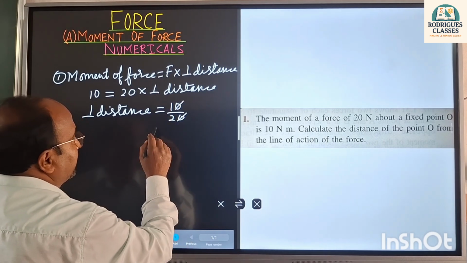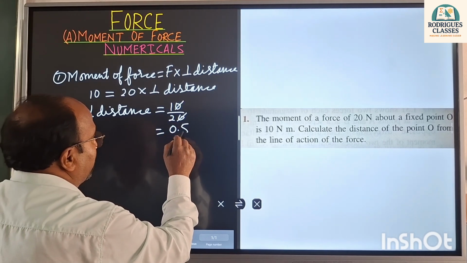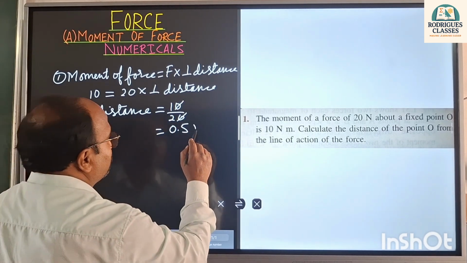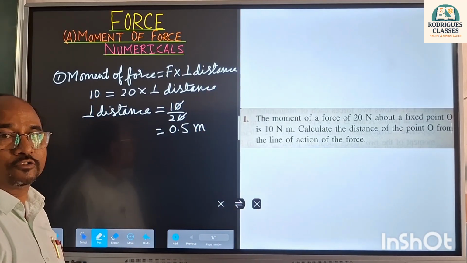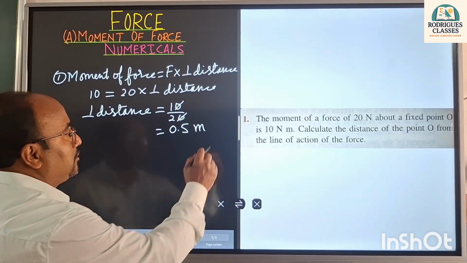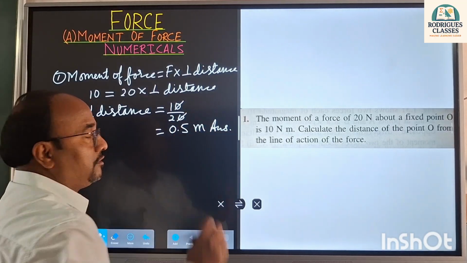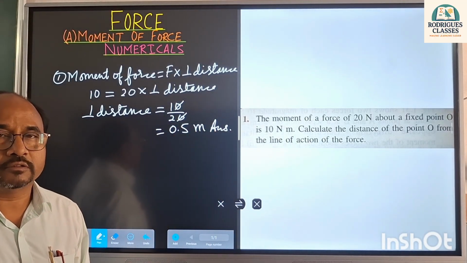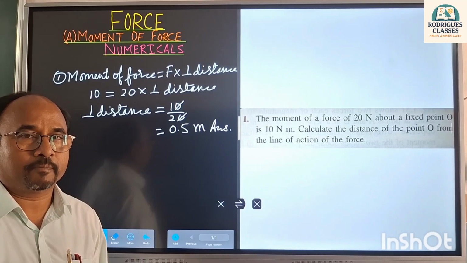So the 0 will get cancelled. 1 by 2 will give 0.5. We are finding distance, so the unit will be meter, and so this sum is solved. This was a very direct formula sum. So let us write the answer. I hope you have understood this. We will go to the next sum.